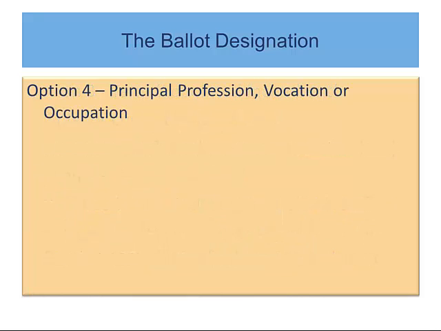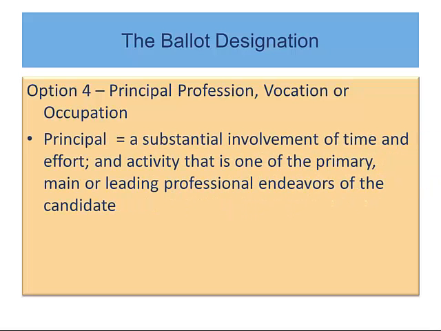Option 4. This is the principal profession, vocation, or occupation. This is where the regulations get harder. Let's first look at a few definitions, keeping in mind that these definitions are an abridged description of the information in the candidate guide. Always refer to the guide for details. Principal, as used in the Elections Code, means a substantial involvement of time and effort such that the activity is one of the primary, main, or leading professional endeavors of the candidate. Involvement which is only nominal in character does not meet the requirements of the statute.